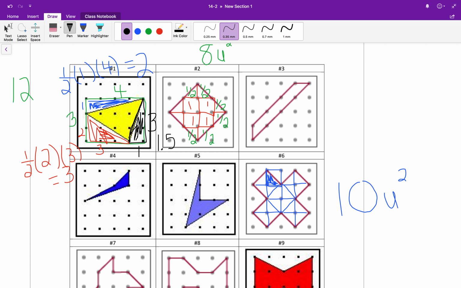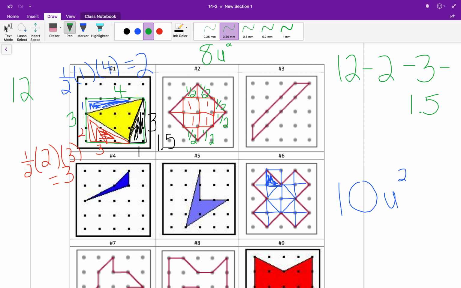I know that's kind of a crowded mess over there. I had 12 as my whole area. So I'm going to take my big area, 12, and I'm going to subtract the 3 smaller areas I found. So minus 2, minus 3, minus 1.5. The reason I'm subtracting is I want to get rid of those.